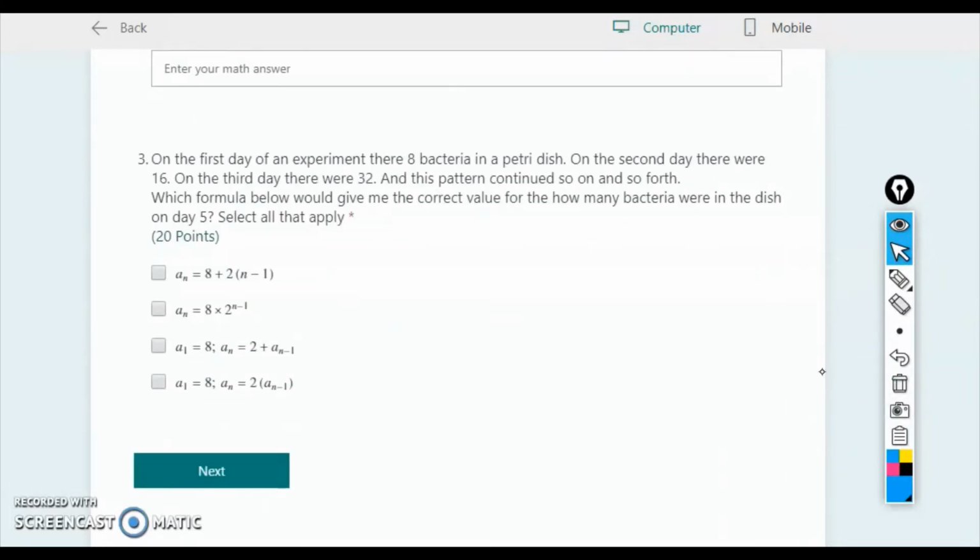Number 3, on the first day of an experiment, there are 8 bacteria in a petri dish. On the second day, there are 16. On the third, there are 32. And this pattern continued, so on and so forth. Which formula below would give me the correct value for how many bacteria were in the dish on day 5?